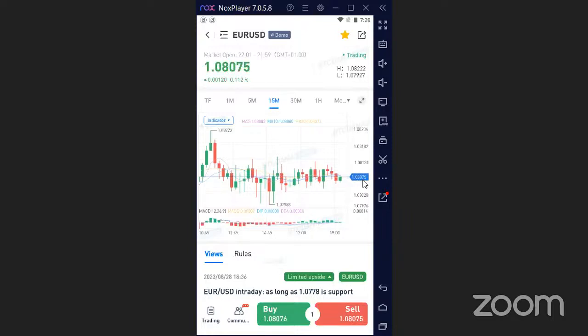So don't pay attention to the pipette, which is the last one. What you want to pay attention to is this. Just like our time, we don't pay attention to the seconds, we only pay attention to the hours and the minutes. What you want to pay attention to here is this figure, the fourth one after the decimal point. That is the pip. So I hope you understand what the pip is now.